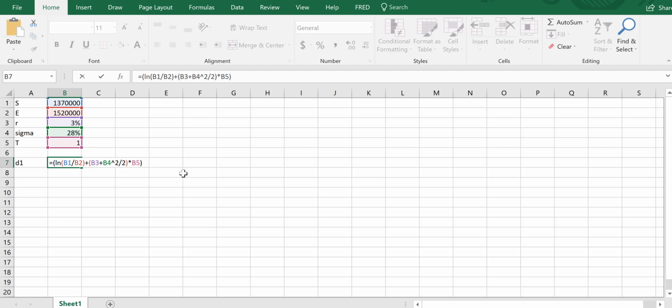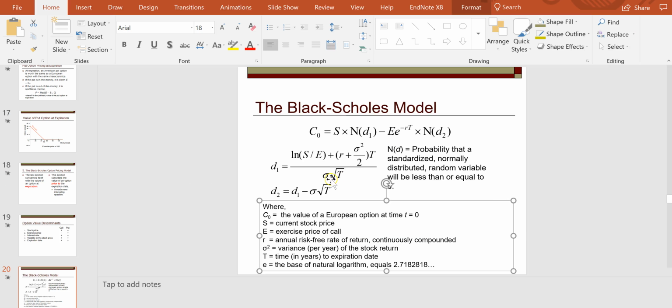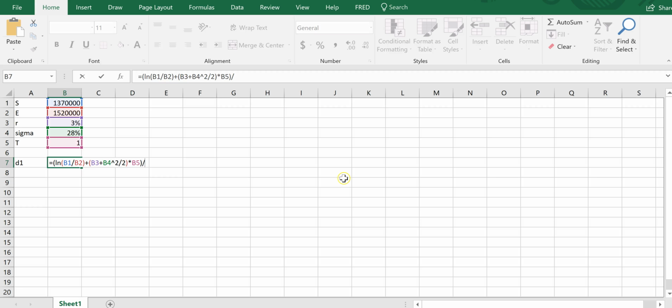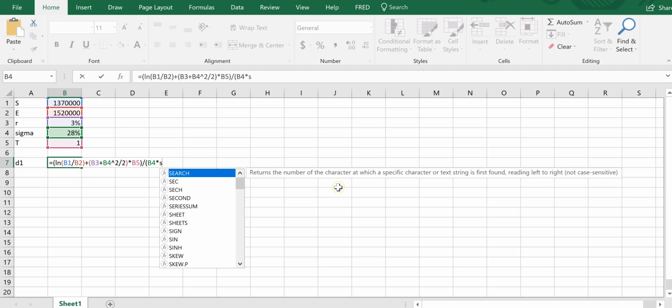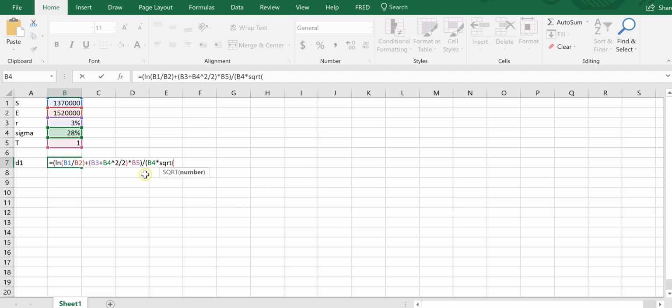So now I need to add another open parenthesis before this logarithm sign and another closing parenthesis after this T, B5. Because everything needs to be divided by sigma times square root of T. So for that, I add the open parenthesis, and it's sigma times square root of T, SQRT, that's the square root function in Excel, and T, and close parentheses for the square root function, and close parentheses for the B4 times this square root function, because we need to divide by the product of these two numbers.